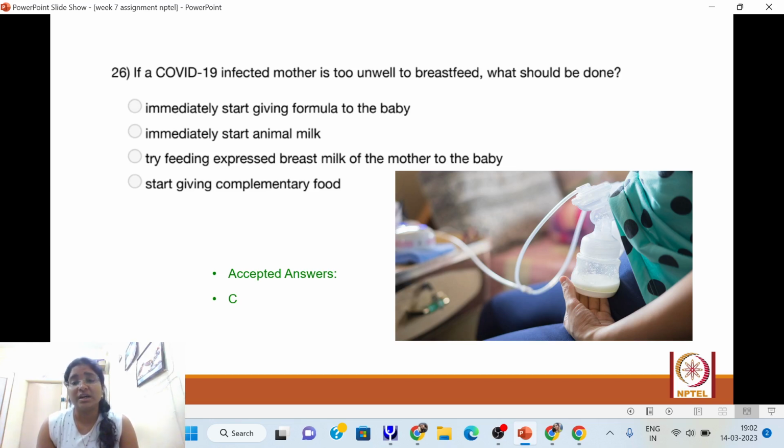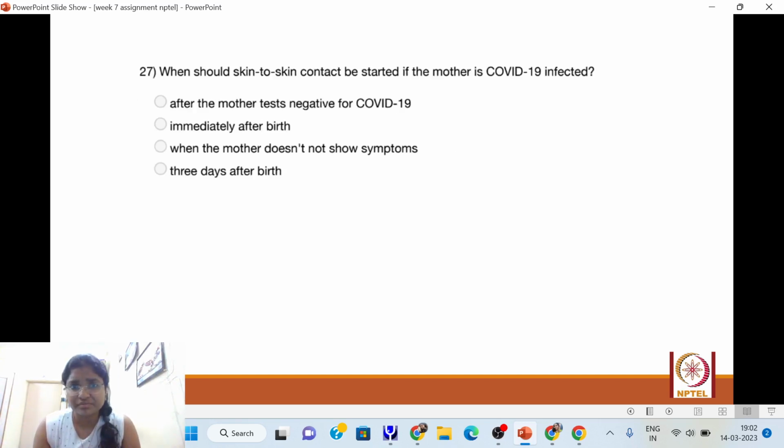If the baby is under 6 months, you can't start giving formula milk immediately or animal milk or complementary food at all. The baby needs mother's milk only, right? And if the mother is unfit to breastfeed directly, they can use this expressed breast milk method to feed the baby, right? Okay.